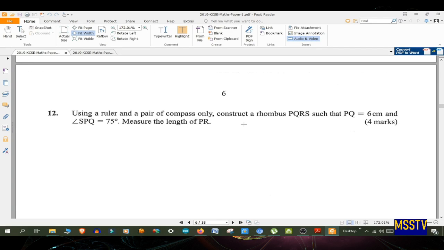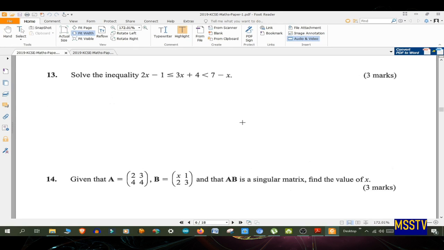So question 13. Solve the inequality 2x minus 1 is less than or equal to 3x plus 4 less than 7 minus x. So this is not simultaneous, it's linear inequalities. We're coming maybe much later to simultaneous. So this is a question in Form 2 under linear inequality. You're supposed to split them into two inequalities and then solve them to get the integral values of x.